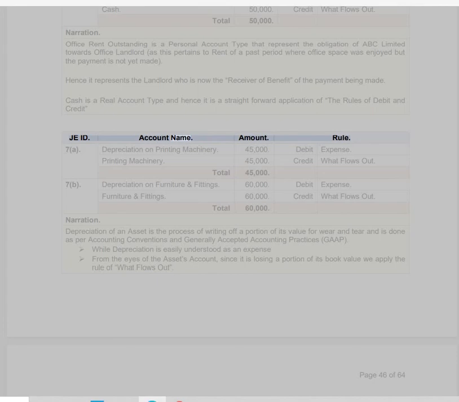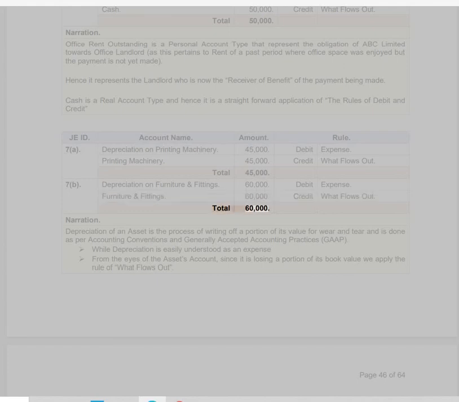JEID, account name, amount, rule. 7a. Depreciation on printing machinery, 45,000, debit, expense. Printing machinery, 45,000, credit, what flows out. Total 45,000. 7b. Depreciation on furniture and fittings, 60,000, debit, expense. Furniture and fittings, 60,000, credit, what flows out.